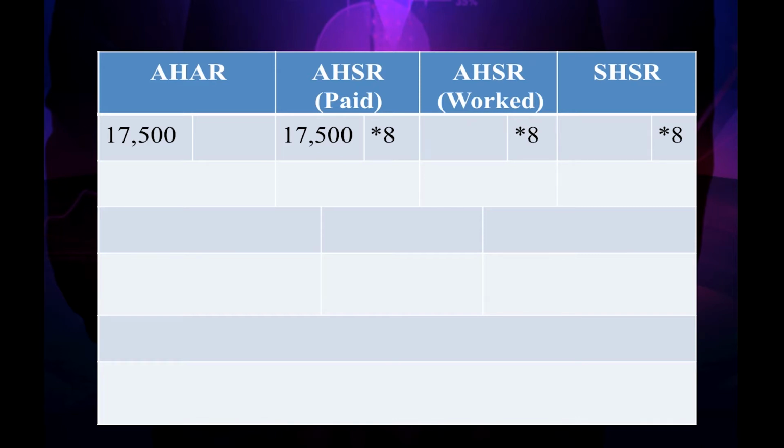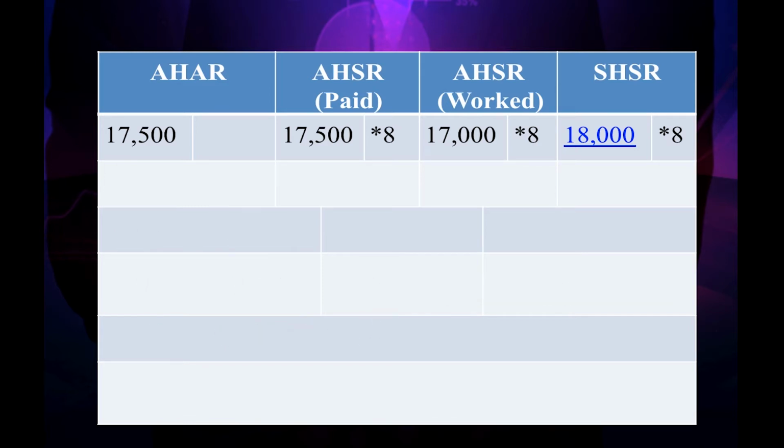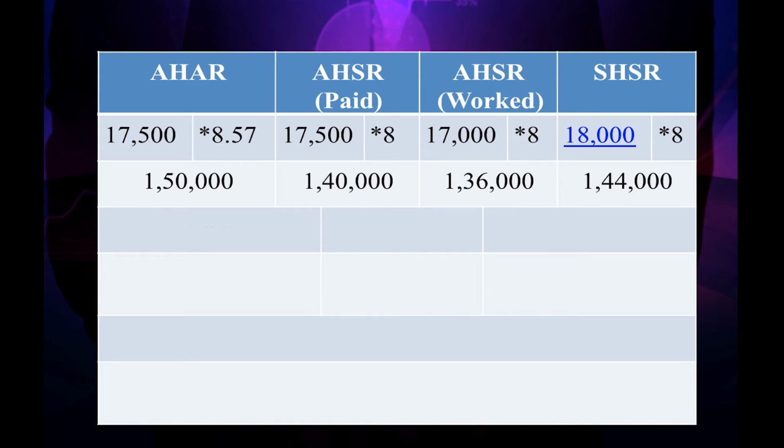For column 3, idle time was given. So, from total actual hours, idle time of 500 hours will be subtracted and 17,000 hours will be written. And column 4 is based on output, that is when hours were 3, unit was 1, when 6,000 units manufactured, 18,000 hours should be there. The product of the column 1 is 1,50,000, product of the column 2 is 1,40,000, product of the column 3 is 1,36,000, product of the column 4 is 1,44,000.